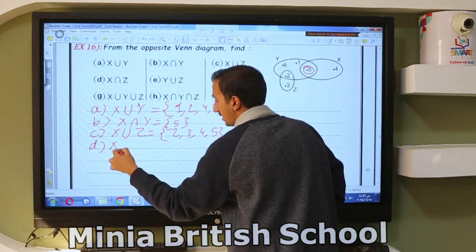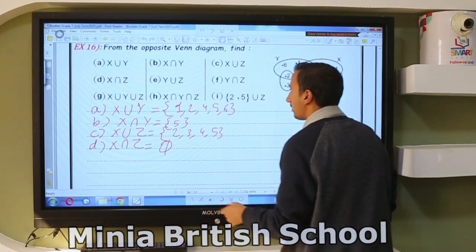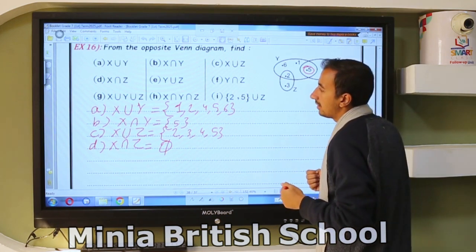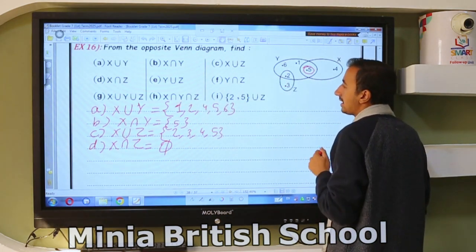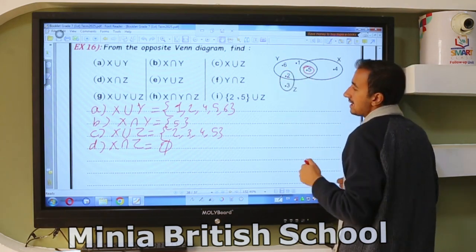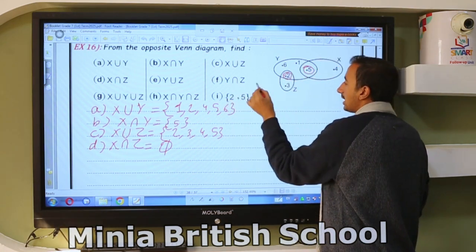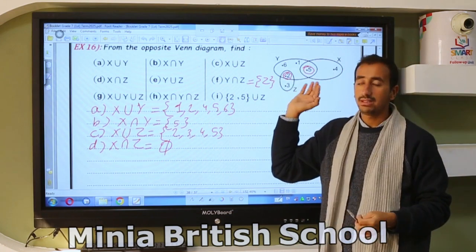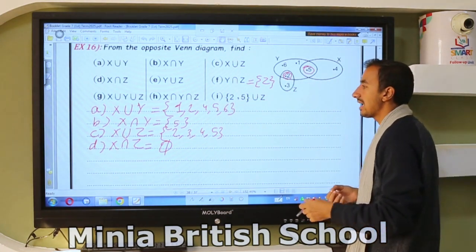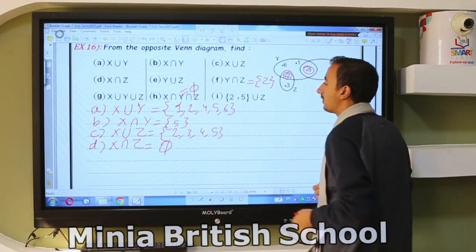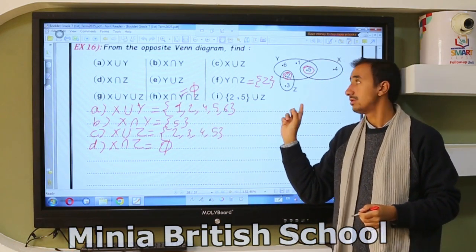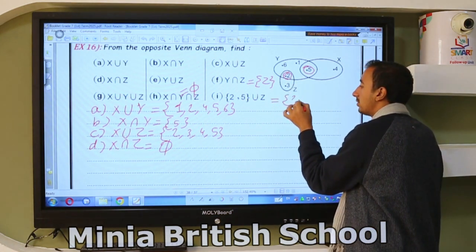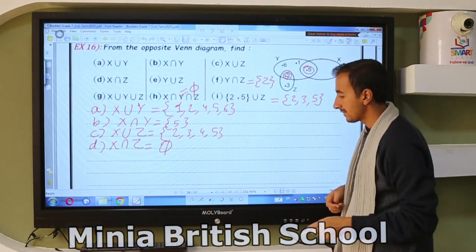Letter D, x intersection z, it will be empty because x and z are disjoint groups, they don't have common elements. Y union z, I can take 1, 2, 3, 5, 6. Here y intersection z is only the element number 2. Here x intersection y intersection z, we don't have a common element between them. So the two sets y and z have 2 in common, so the union takes 2, 3, and 5. Okay? Yes.